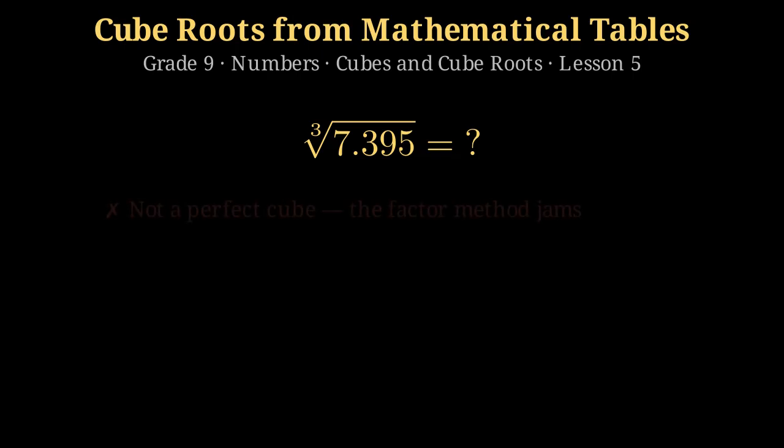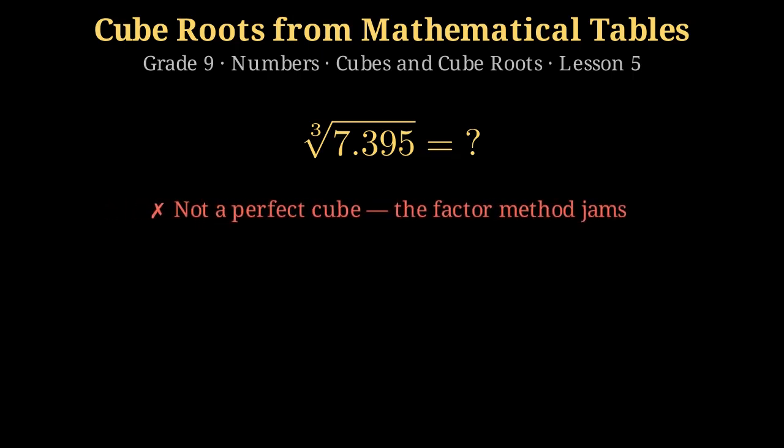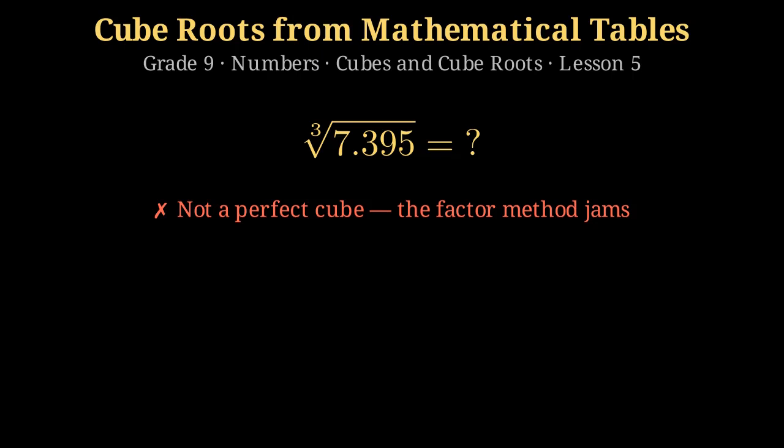Reach for last lesson's factor method, and it jams at once. 7.395 is not a perfect cube. There are no neat groups of 3 hiding in there. But the table of cubes you mastered in lesson 2, read it backwards, and it hands you this cube root in seconds, correct to 4 figures, no calculator anywhere. By the end of this lesson, that is exactly what you'll do.